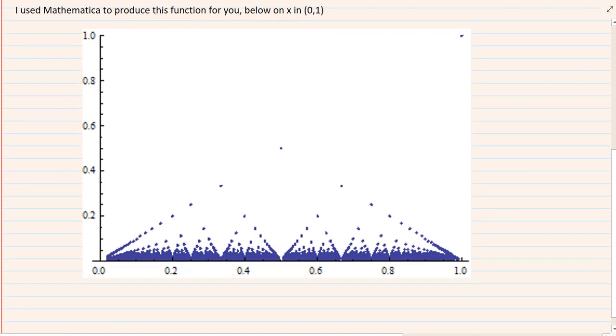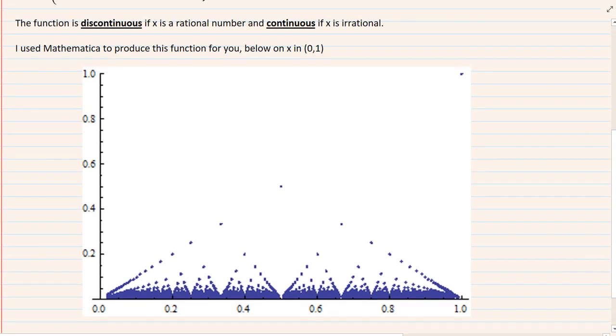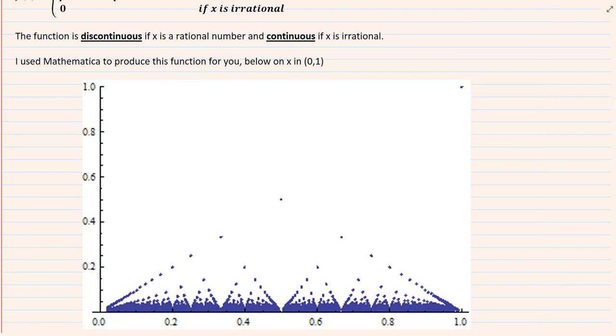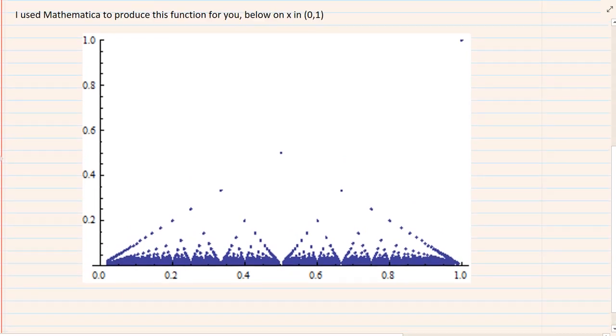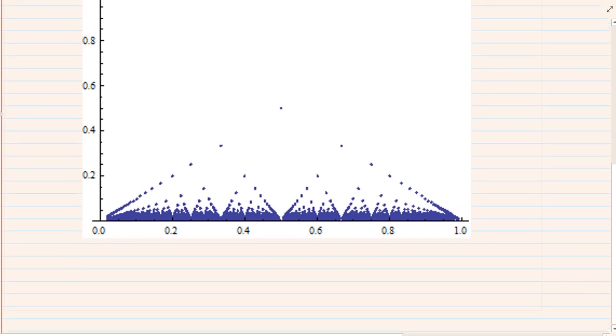Here's what I've done for you in this graph. I used Mathematica to produce this function, graphed over the interval from 0 to 1. If you look at the function, it's a very interesting, amazing function, isn't it? I just wanted to show you this one because most of you coming from earlier classes have most likely never seen functions like these.